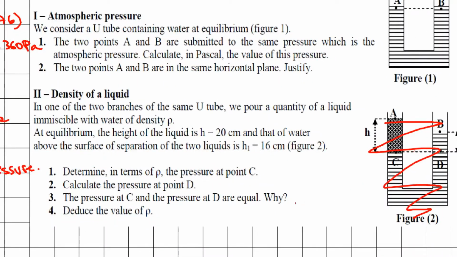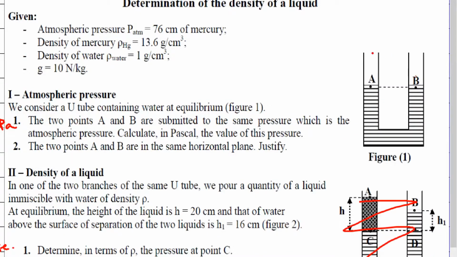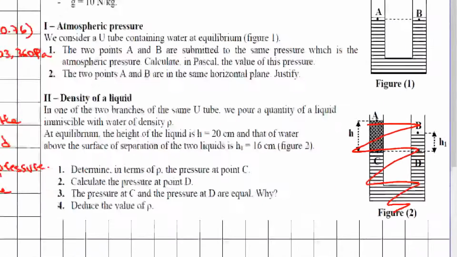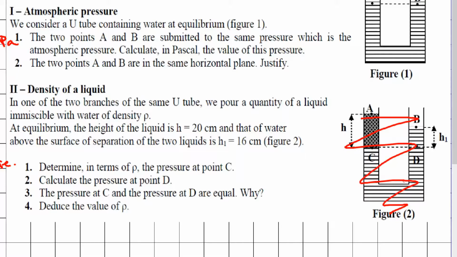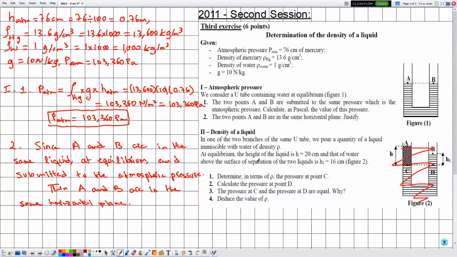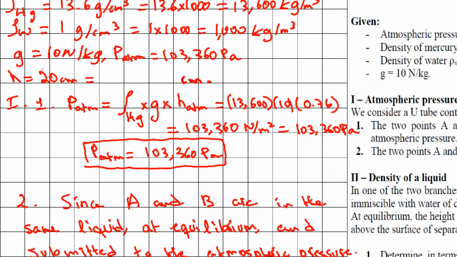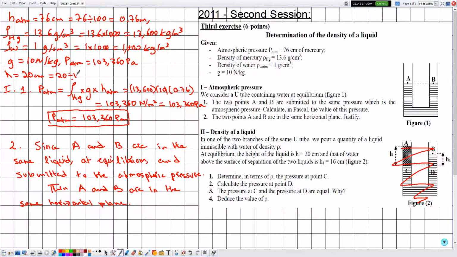Now, number 2, density of liquid in one of the two branches of the same U-tube. These are the two branches of the U-tube. We pour a quantity of a liquid immiscible with water, of density rho. Immiscible means it doesn't mix with water. Now at equilibrium, the height of the liquid is h equal to 20 centimeters. Knowing that centimeter is not the SI unit of length, in order to convert from centimeters to meter, we simply divide by 100. Then 20 divided by 100, so this height is 0.2 meters. Let me make some space here.